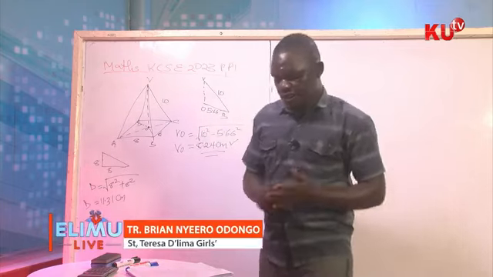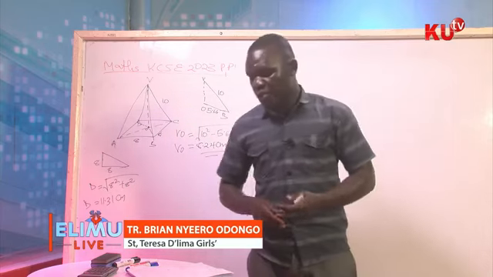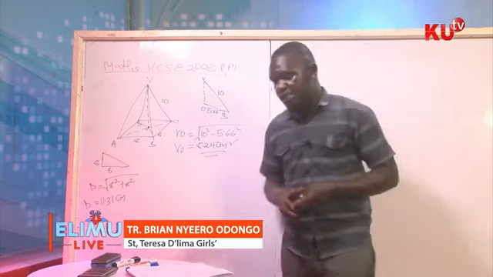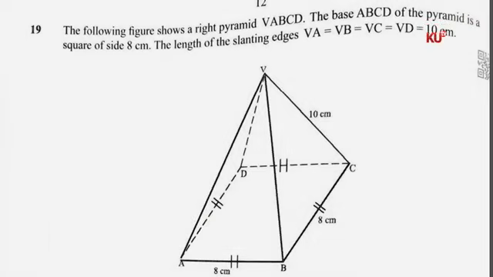Part B, the surface area of the pyramid. Now when you look at that pyramid, it is made up of the base, which is square, and on each side we have the triangles. Now, the surface area is the total area of each figure. Let's compute the areas of those triangles. We have this triangle: this is 8, this is 10, this is 10. Now, this is an isosceles triangle. We can get its area.